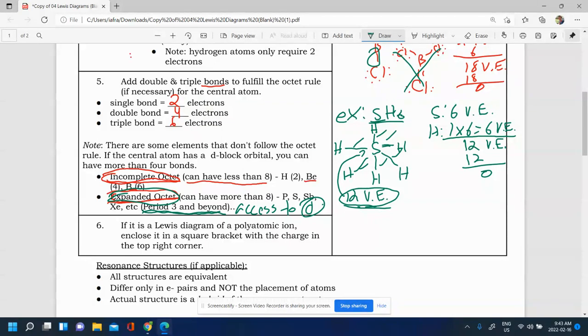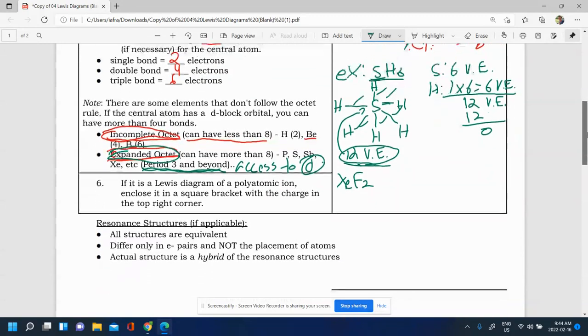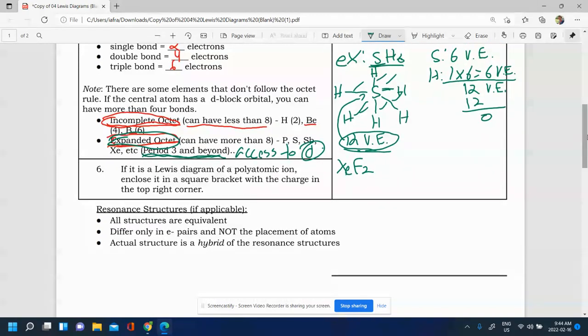So if you see situations like that, it's not breaking a rule because we're in period 3 or beyond, we're allowed to do that. Another example we can do is, let's try this one here. We'll do xenon difluoride. And we're going to try to see which exception it is. It could either be the incomplete or the expanded. So let's take a look.